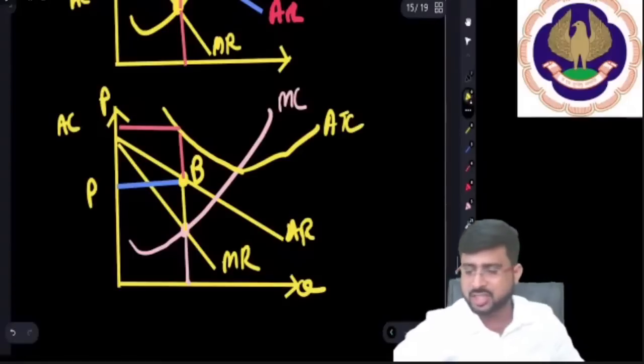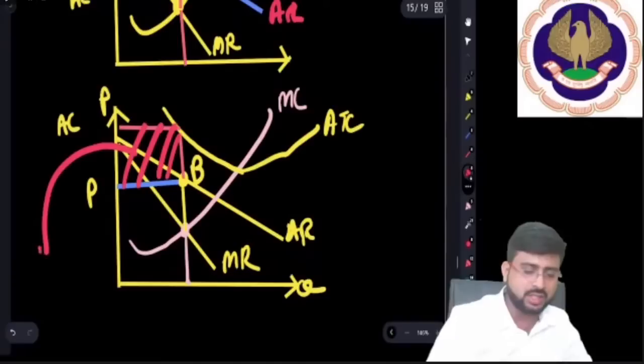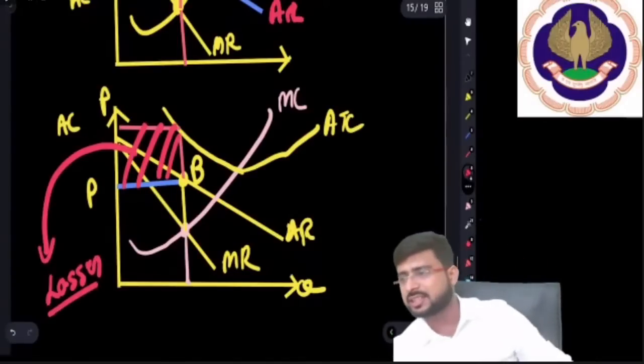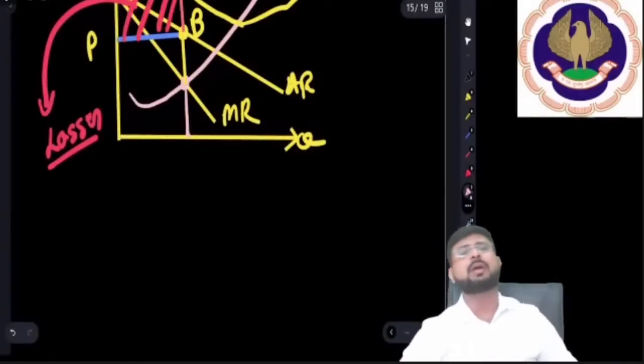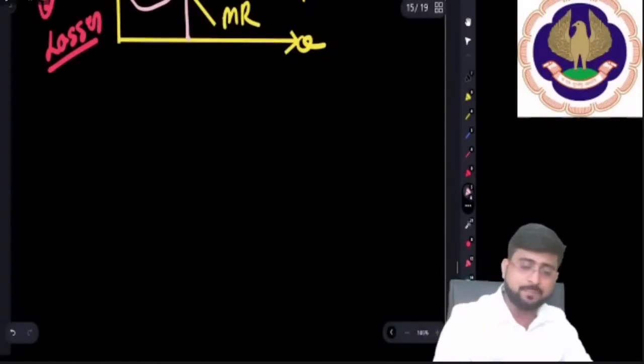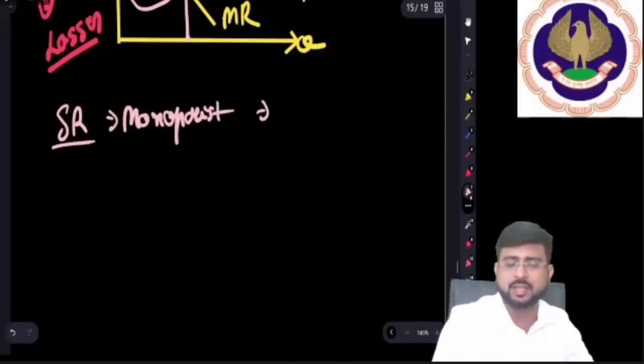So this red shade, now I'll shade it with red. This red shaded zone is indicating the situation of losses. But you know what the interesting thing is? The interesting thing, my lovely friends, is that in the short run, a monopolist can make all the three. In the short run, a monopolist might be making supernormal profits, normal profits and losses.